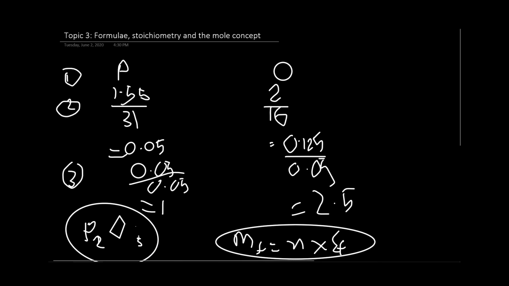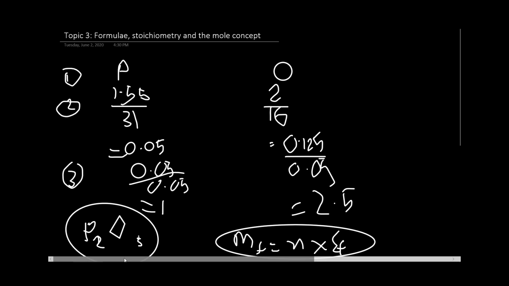So that's it. This is our simplest ratio of this oxide of phosphorus, and hence this is the empirical formula of this oxide of phosphorus, which is P2O5. I hope that's clear.